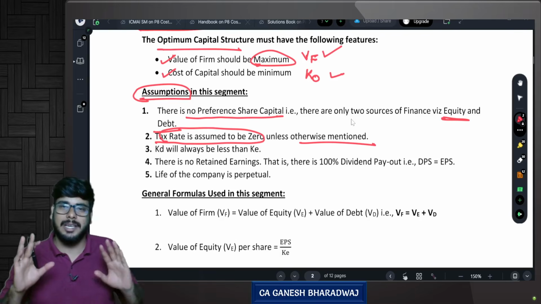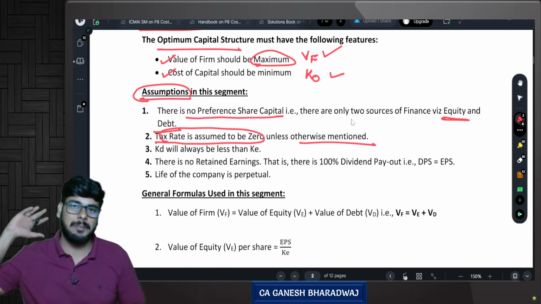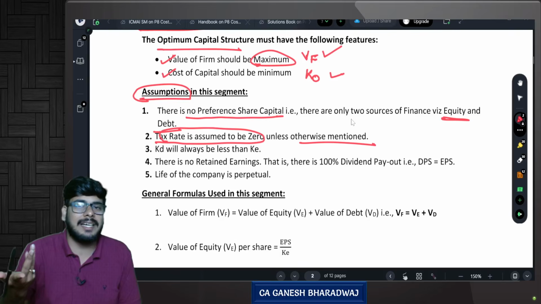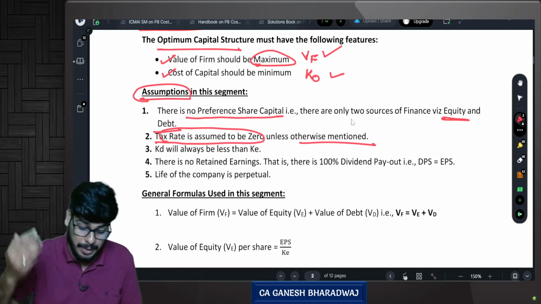Sir, then why are they saying it? As I told you, these are the assumptions that these people have taken. Maybe when they were doing the research, taxes were not there. Maybe it could have been. So that is why they have done it like this.